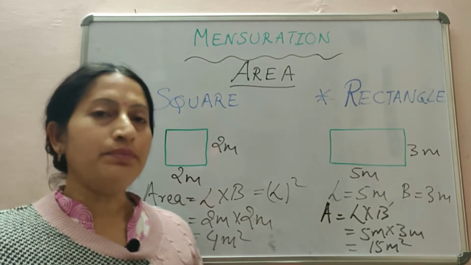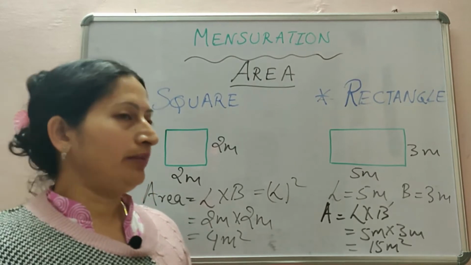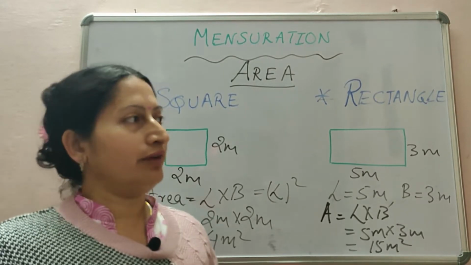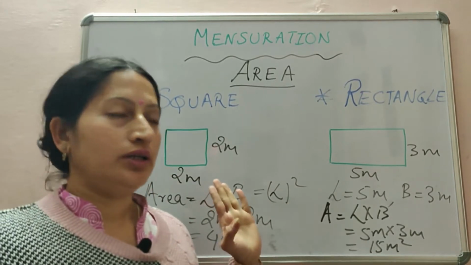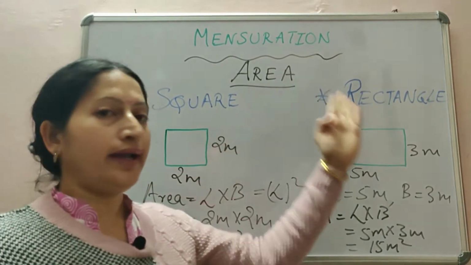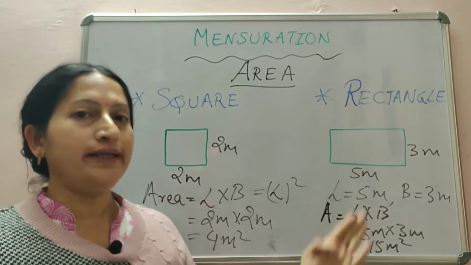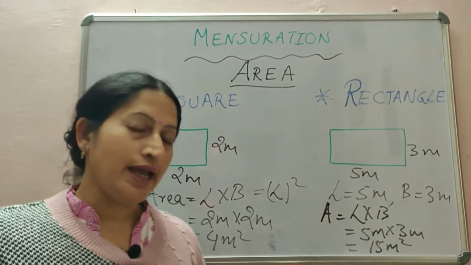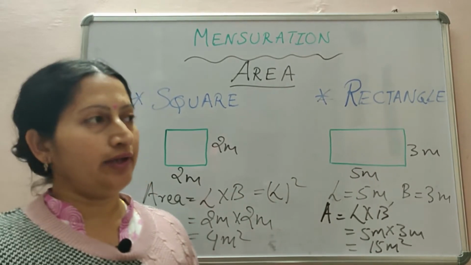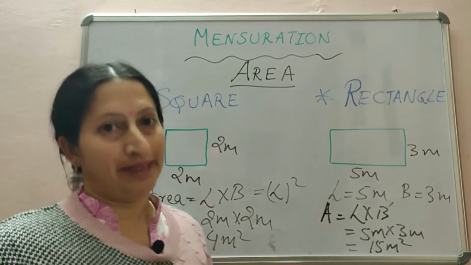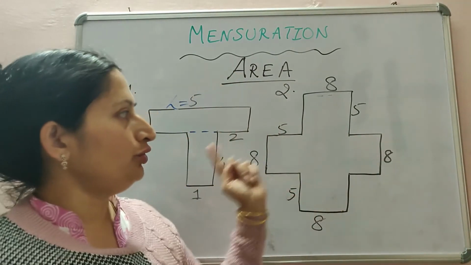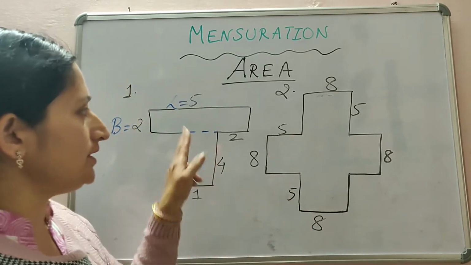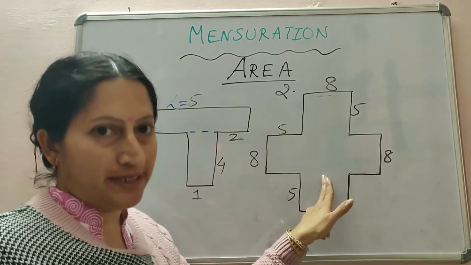Now we will take some problem sums from some of your books and understand how to calculate areas of squares and rectangles of different types. So let's see, and stay tuned till the end to understand this concept better. Some problems related to area. We have two figures here which are the two questions. One is a T figure and one is the plus figure.